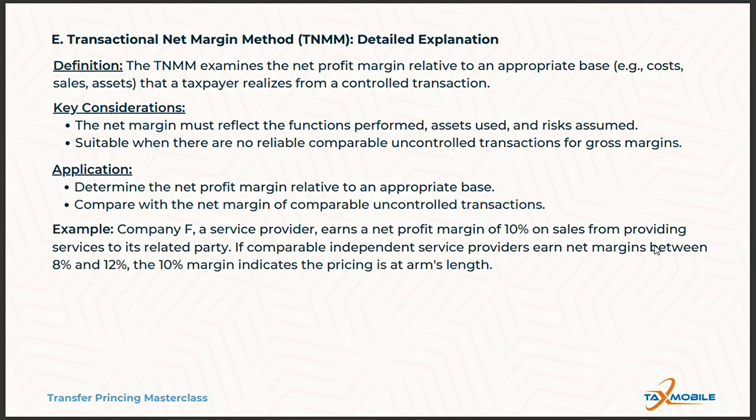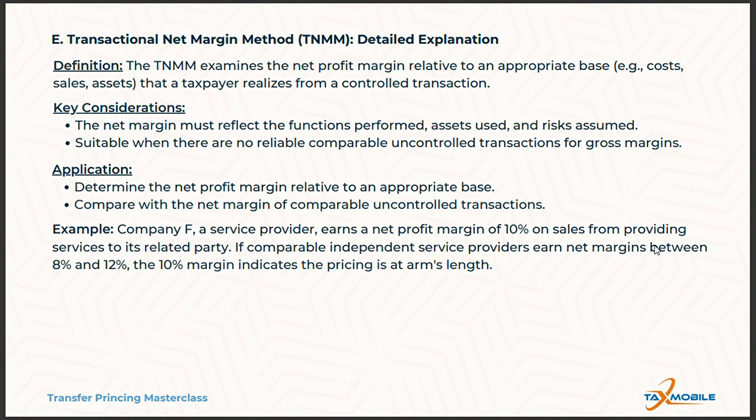So let's look at an example. Company F, a service provider, earns a net profit margin of 10% on sales from providing services to its related party. If comparable independent service providers earn net margins between 8% and 12%, the 10% margin indicates the price is at arm's length. So we'll look at another example of the transactional net margin method before we move further.